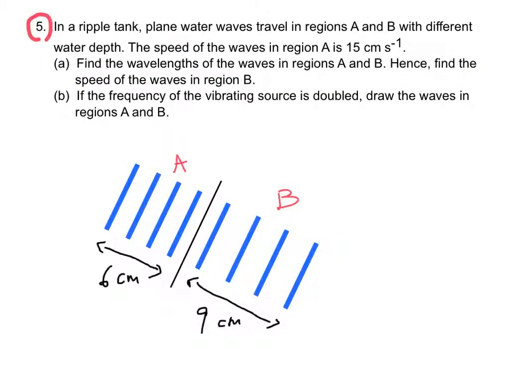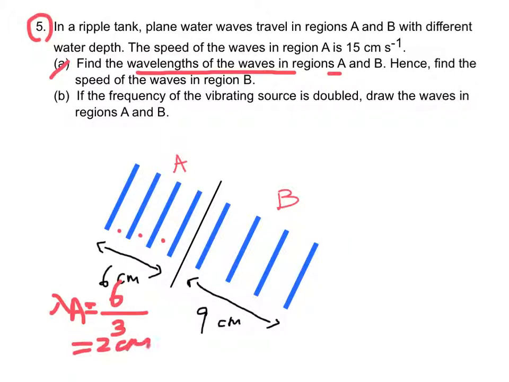Question number 5. Part A. Wavelength of the wave in region A is lambda A equal to 6 over 3 equal to 2 cm, while the wavelength of the wave in region B, lambda B, equal to 9 divided by 3, which is 3 cm.